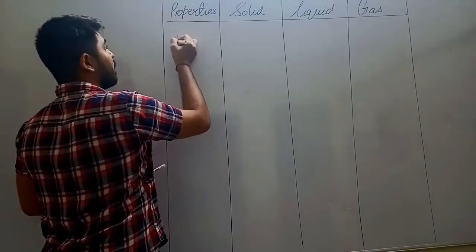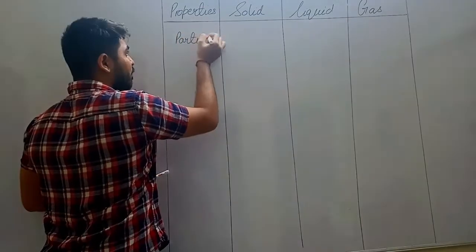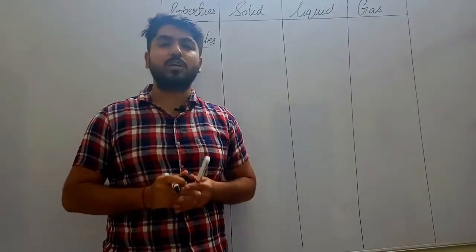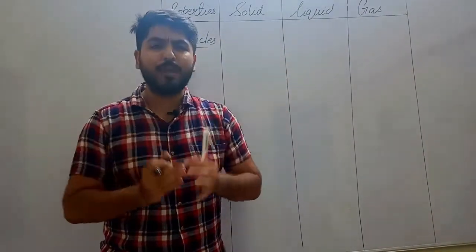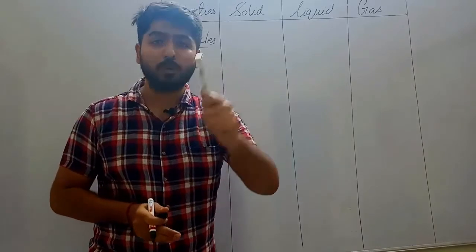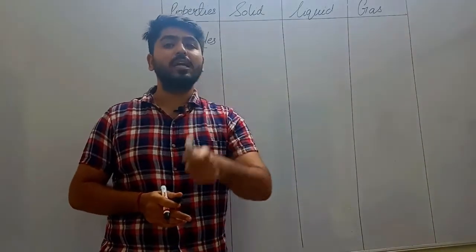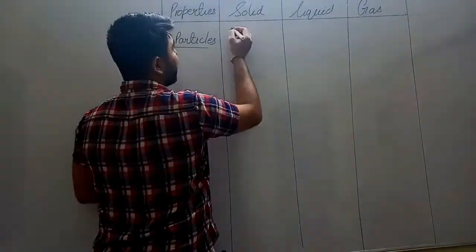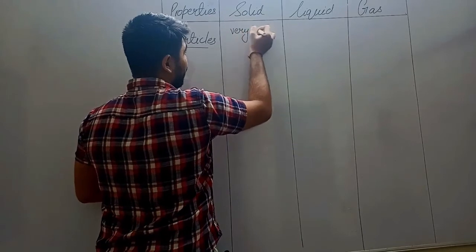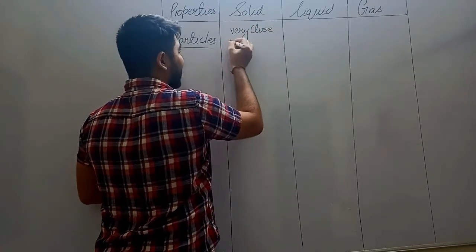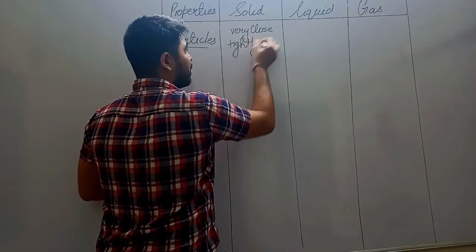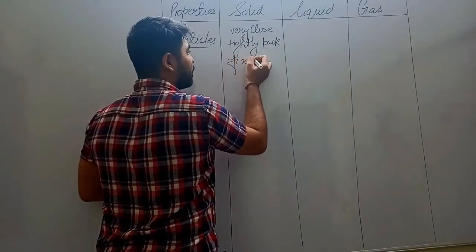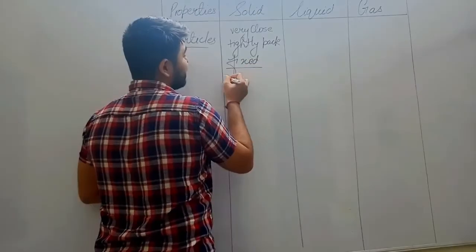First is the particles. In solids, the particles are very close to each other. The particles are tightly packed, due to which they are at their fixed position, and it gives the solid a specific, definite shape. So in this, the particles are very close, tightly packed, as well as fixed at their position, due to which it has a definite shape.